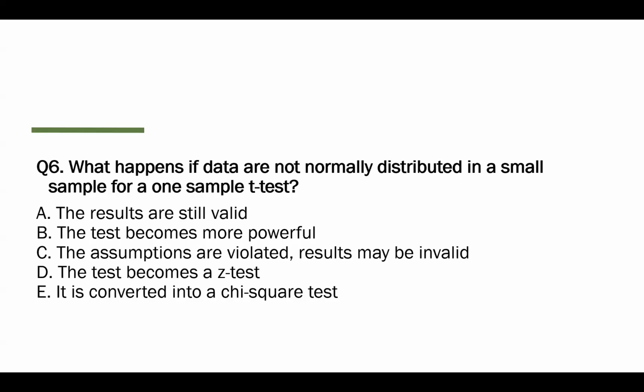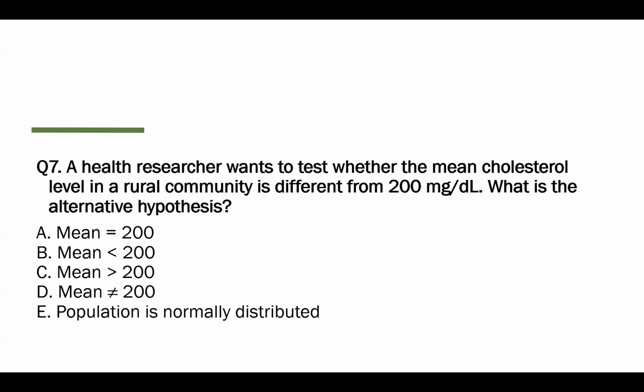What happens if data are not normally distributed in a small sample for a one sample t-test? A, the results are still valid. B, the test becomes more powerful. C, the assumptions are violated. Results may be invalid. D, the test becomes a z-test. E, it is converted into a chi-square test. C. If the data is not normally distributed, then the answer is C. The assumptions are violated and results may be invalid, because we are going to base our whole test on the assumption that the data is normally distributed.